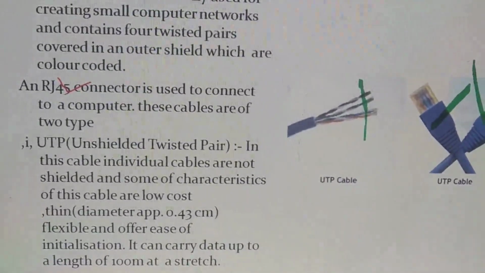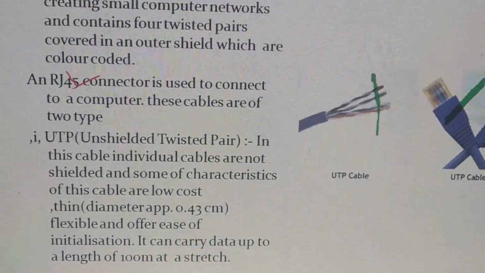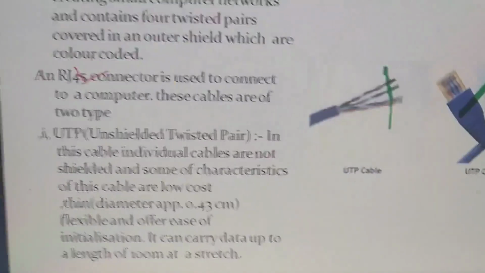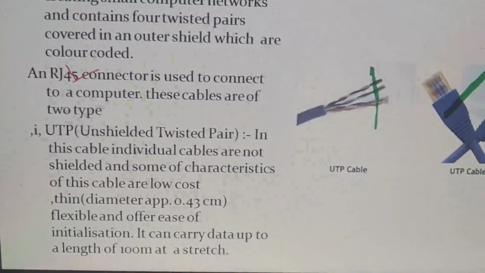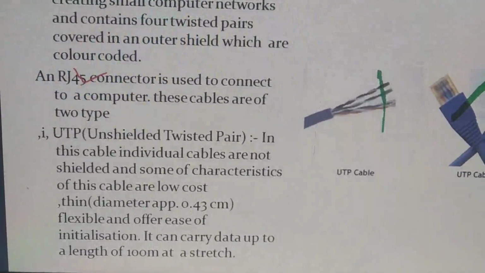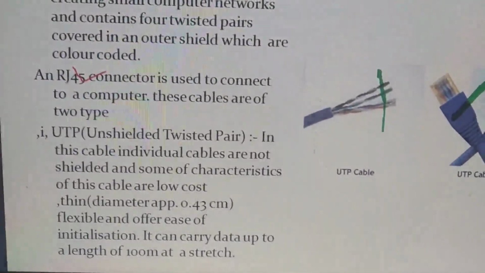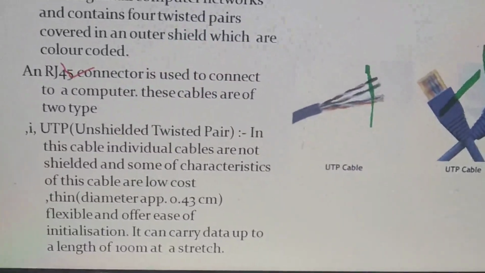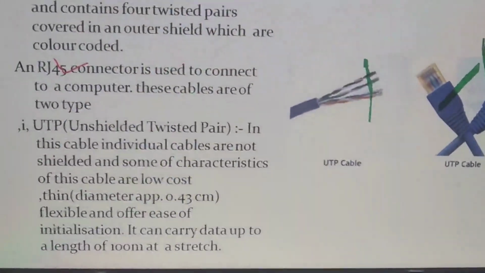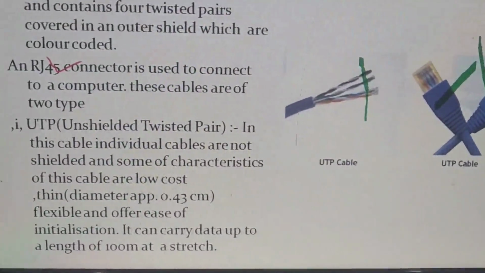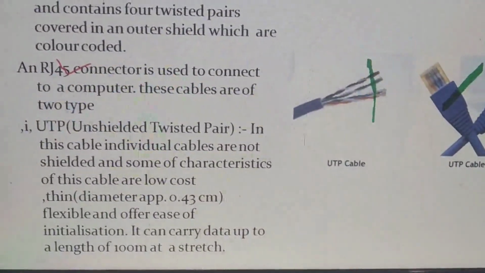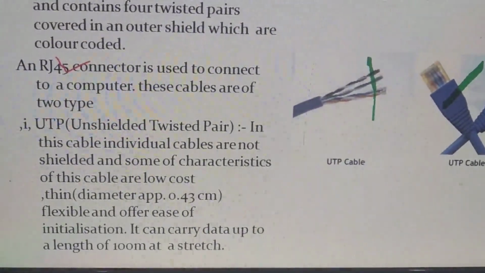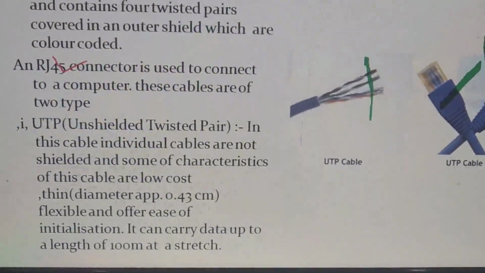Now going to unshielded twisted pair cables. In this cable, individual cables are not shielded. Some of the characteristics of this cable are low cost and thin. How thin? Its diameter is approximately 0.43 centimeters, that means less than 1 centimeter. They are flexible, we can bend them, and offer ease of initialization. That means whenever we initiate this type of cable to start any network process, they are very flexible and easy to initialize.